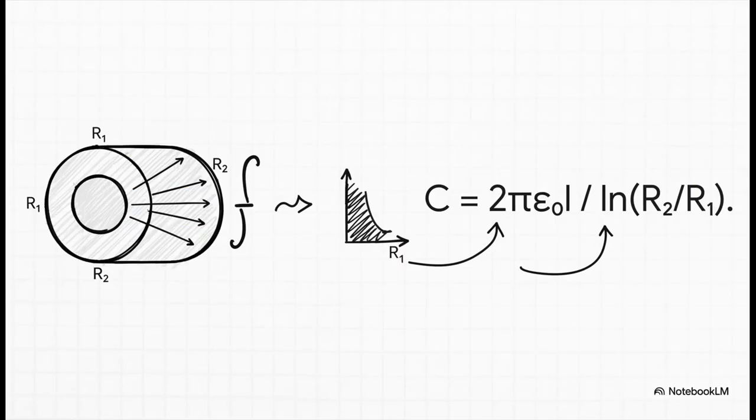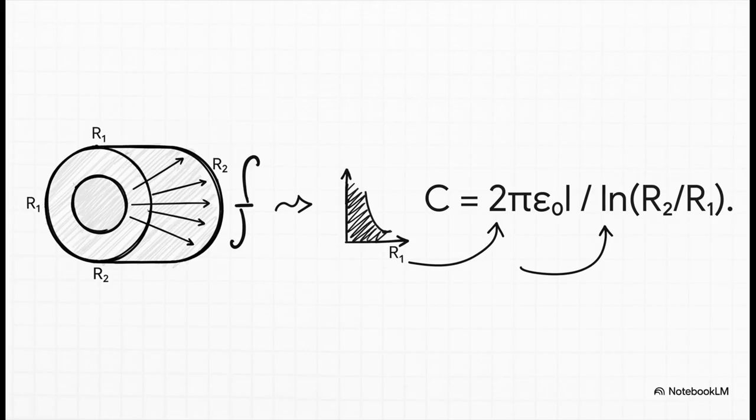Okay, you know the drill by now. Same procedure. We use a cylindrical Gaussian surface, and we find the electric field falls off as 1 over r this time. Then we integrate that field to find the potential difference, and because we're integrating 1 over r, we end up with a natural logarithm. Finally, we divide Q by V to get the capacitance.